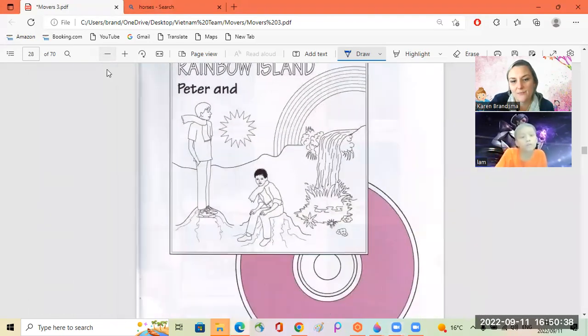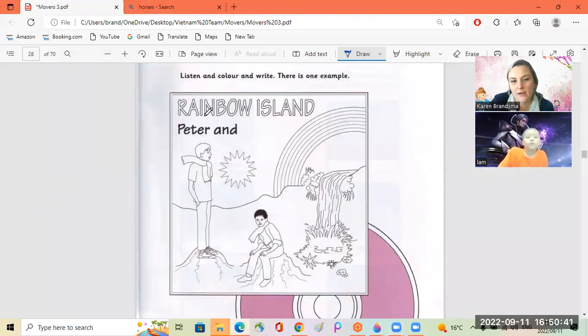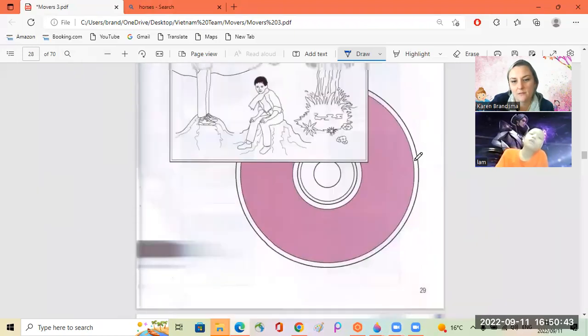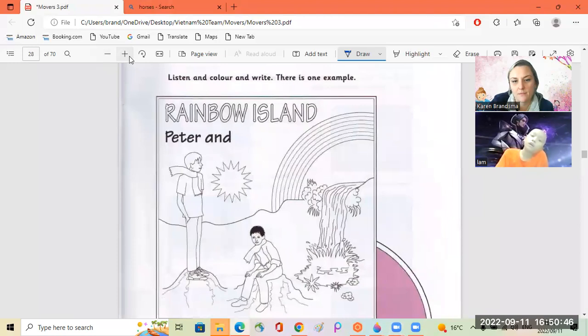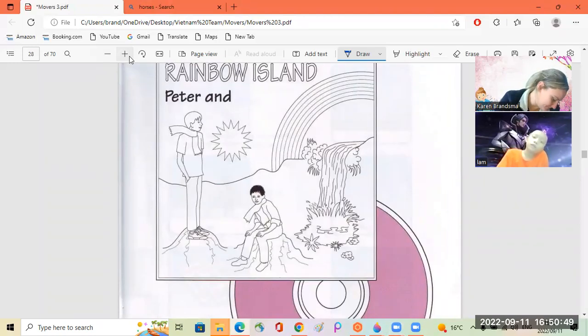Now we're going to colour Rainbow Island. Find the waterfall in the picture. Okay, I can see it. Would you like to colour it? Yes, please. Right. Colour the waterfall green.